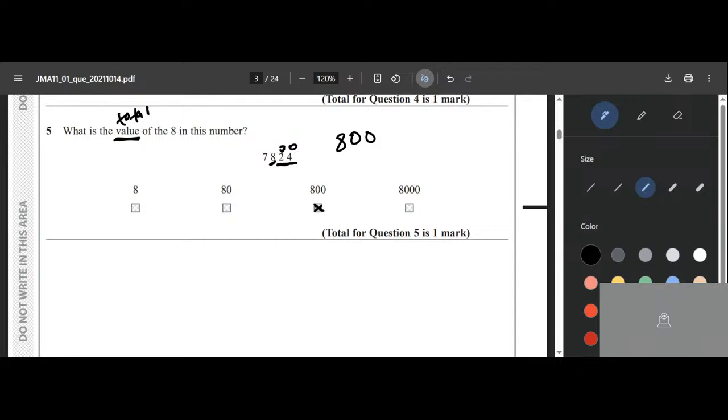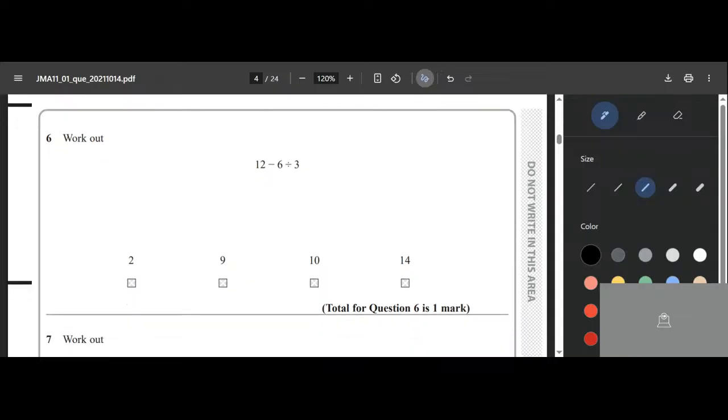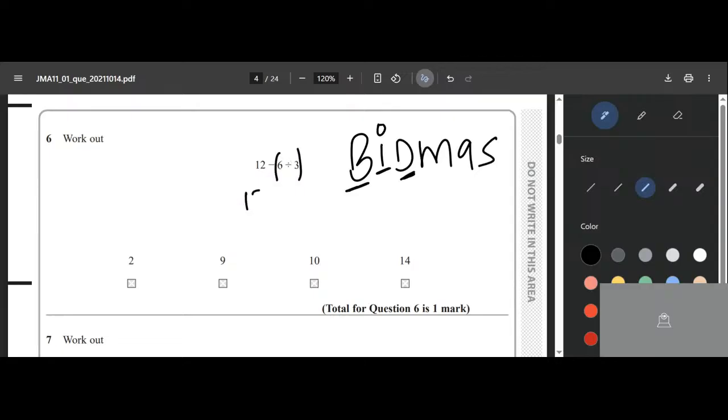Now we can proceed to the next question, number 6. You're told to work out and solve that equation. To solve this equation, we are going to apply something called BIDMAS, where we are supposed to start first with the bracket, which is not there, indices, which is not there, or we can call it of. Then division, so we have division. So I'm supposed first of all to work out this division. So it will be 12 minus 6 divided by 3. It is 2.